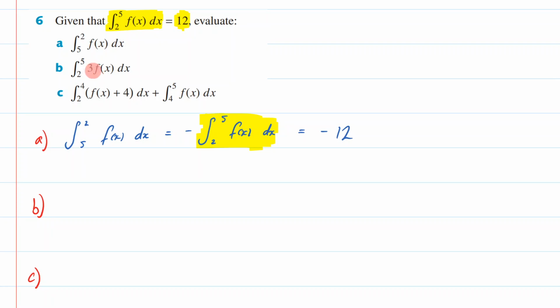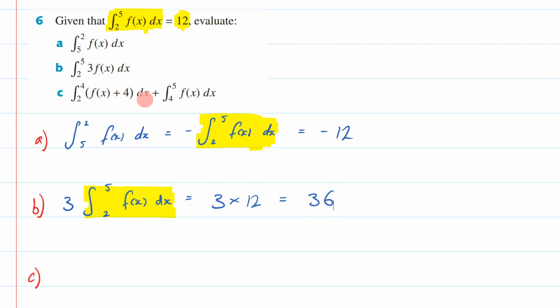I know the first thing I can do here is take out this 3. So I can take it out to the front: 3 times the integral from 5 to 2 of f of x dx. And once again, hopefully you can see what we've done. By taking that out to the front, I now have this, and that is what we had up here. I know that the definite integral of f of x from 5 to 2 is equal to 12, and this 3 is multiplying with that. So it's just going to be 3 times 12, which is 36.